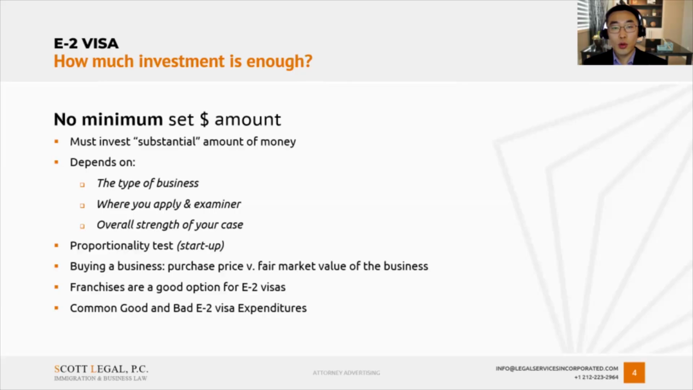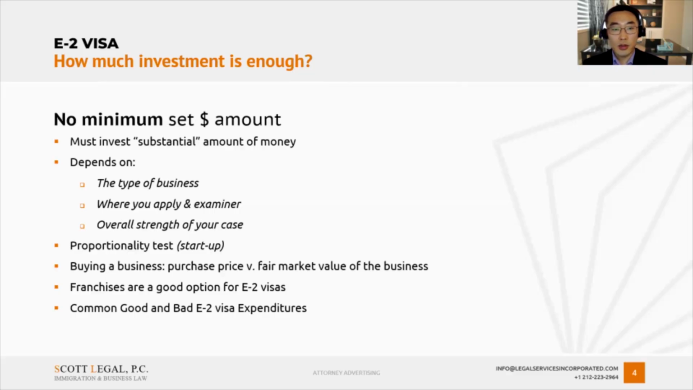Franchises are also a good option for the E2 visa. It could be either that you are buying an existing business or starting a new franchise business in a completely new location. This type of arrangement is good to prove that there is a proven business model and promised future income based on the franchise's already existing reputation.